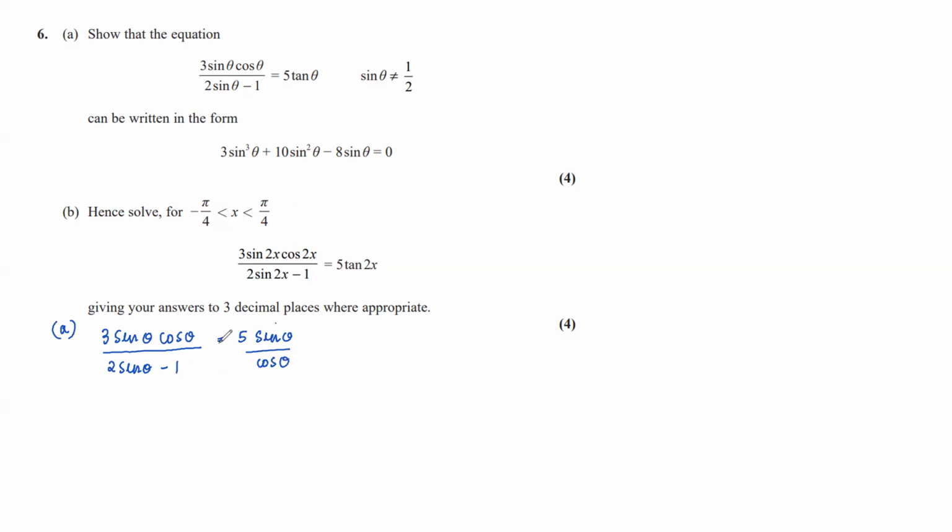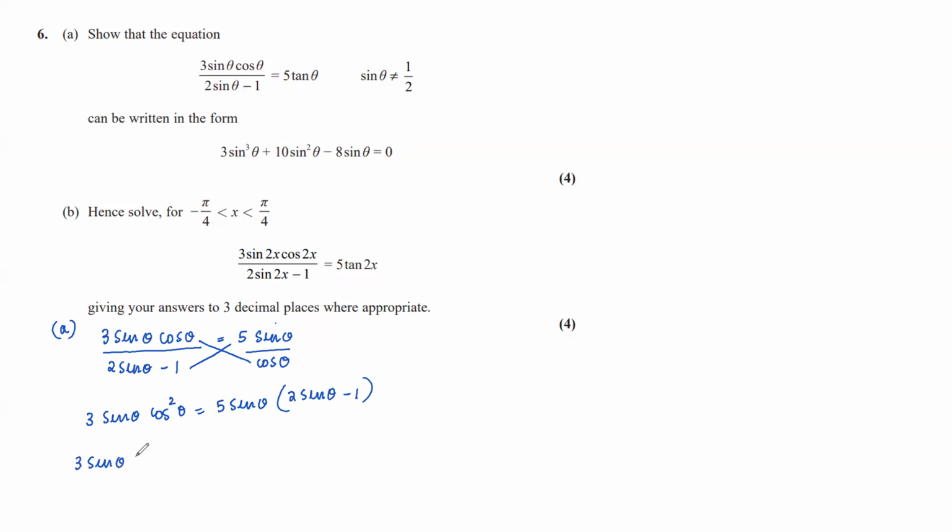If we have two fractions and in between an equal sign, we have to do cross multiplication. So 3 sine theta cos theta into cos theta will give you 3 sine theta into cos square theta is equal to 5 sine theta into 2 sine theta minus 1. As we know that everything has to be in terms of sine theta, we need to change that cos square theta using a trigonometric identity.